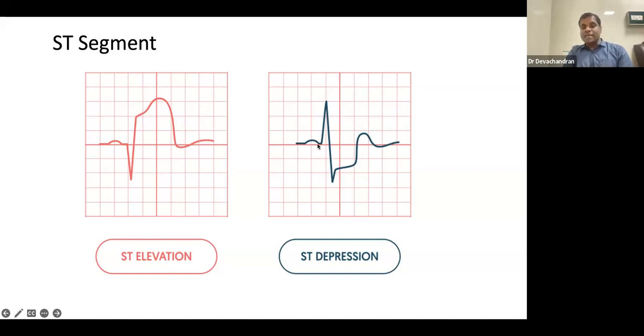Here, this is the baseline. You see the S and then the T here. So this is the ST segment that's gone down. So this is ST depression. On the monitor, if you see the ST above baseline, then there's something wrong, or below baseline, then there's something wrong. You should record an ECG to see if there is any myocardial ischemia or if the patient is suffering from a heart attack.